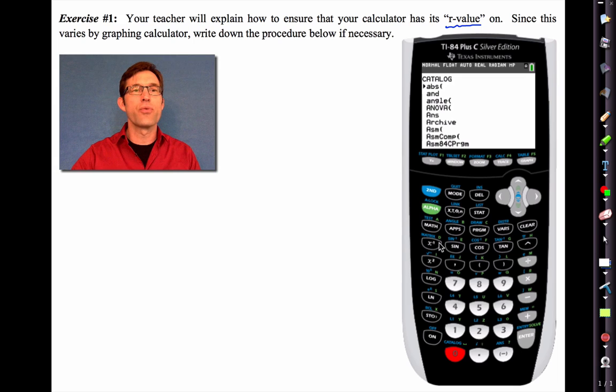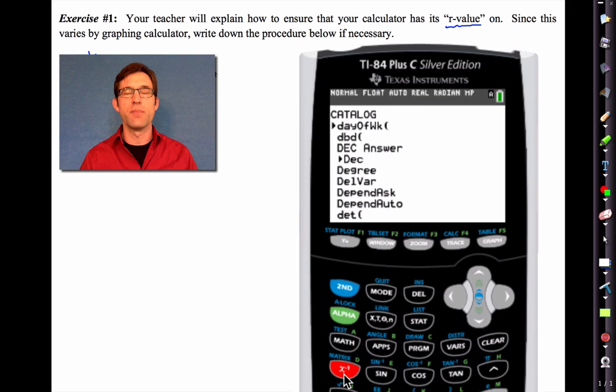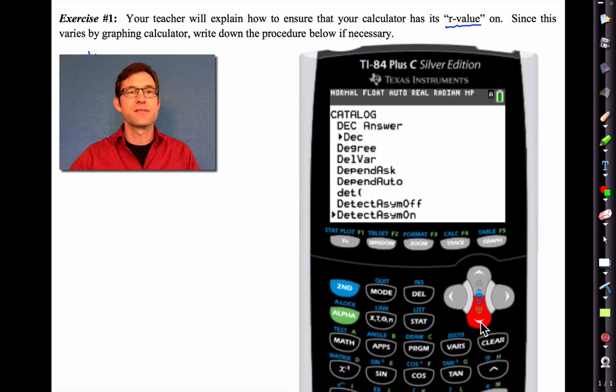Now you can scroll through that, but one of the beautiful things about the TI is right now what's known as alpha lock is on. So if I hit the D button, which is right above the X to the -1 button, it takes me right down to the first D. And what I need to do is scroll until I see something called diagnostics on.